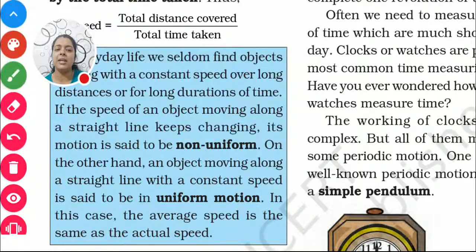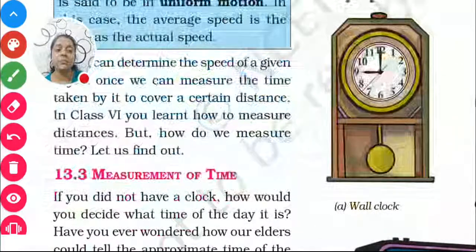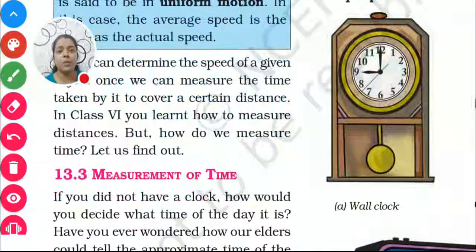Now we are coming to the next point, measurement of time. So we got to know about motion. The two kinds of motions are there. When a person moves from one place to another, then only it is known as motion, and it is of two kinds, non-uniform and uniform motion. Got it? Now we even got to know the speed is actually distance by time, right? Now we are talking about time. What is time? Measurement of time.